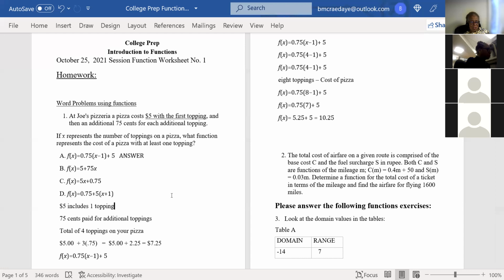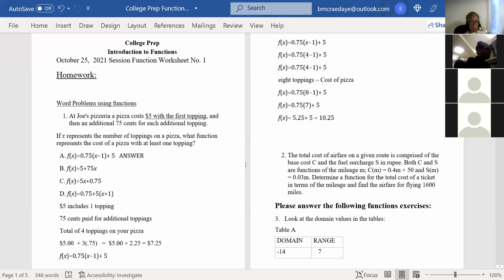Question? Is it clear now? I don't want to leave it, Latoya, if you're still puzzled. Yeah, I understand that part. You understand it? So you've got to subtract it. Yes, and that's because of the $5 with the first topping statement right here.